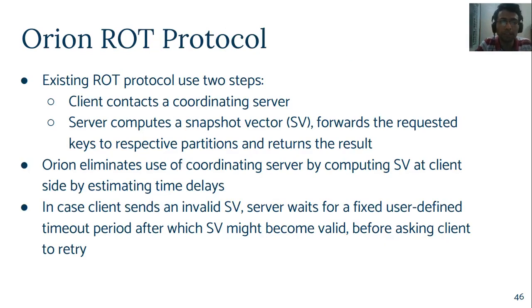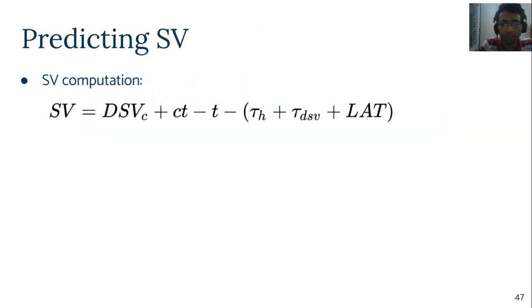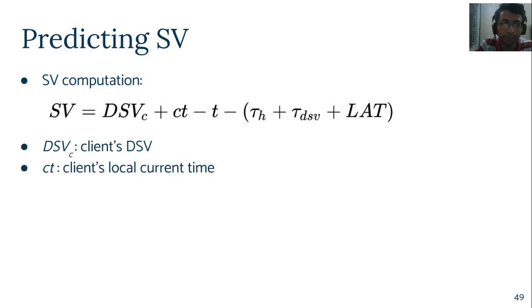So how does Orion predict the snapshot vector at the client side? Here's the formula. The client already knows the DSV. It just needs to compute the time elapsed since the last ROT while taking into account the latency delays between the data centers. DSV-C is client's DSV. CT is client's local current time. T is client's last ROT time. CT minus T just captures the time elapsed since the last ROT on client.